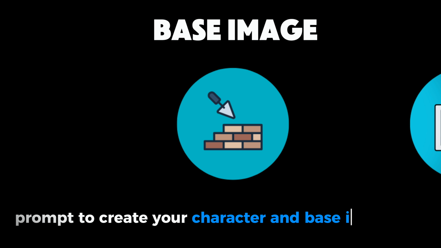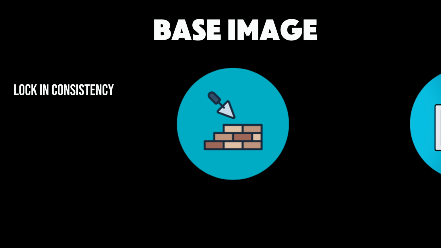Before you start, you can prepare your prompts with ChatGPT. Now, here's the important part. To really unlock what Seedream can do, you're going to need 3 different types of prompts. First, prompts to create your character and base image. This is where we lock in consistency. The look, the vibe, the identity of your avatar.